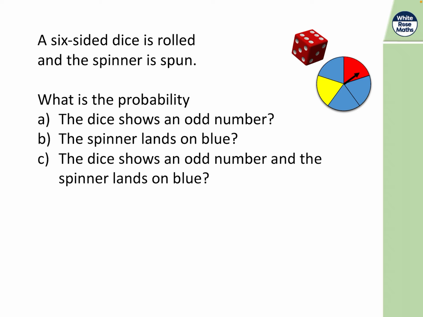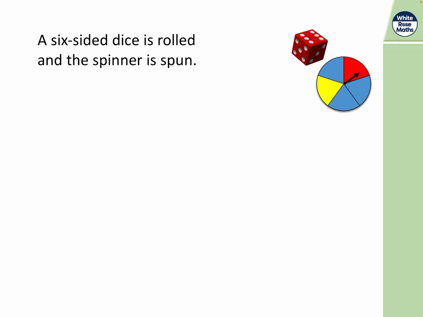So we need to work out the 2 individual probabilities first, and then we can multiply them together to answer part C. So odd number, there are 3 odd numbers on your dice, 1, 3 and 5. So the probability that the dice gives an odd number is 3 out of 6, which is a half, same as an even number.